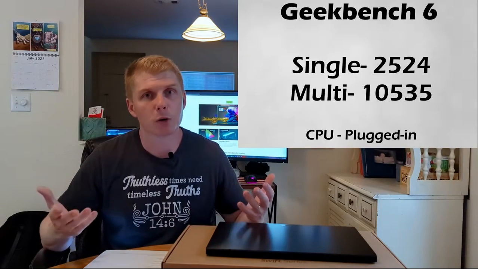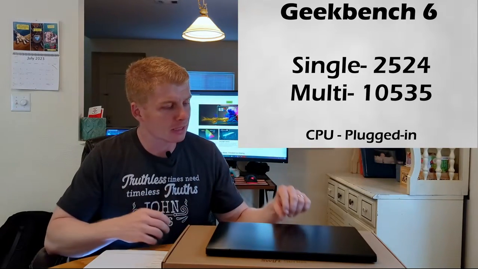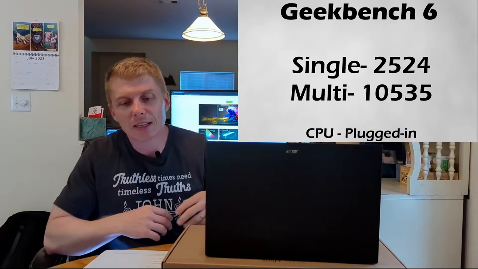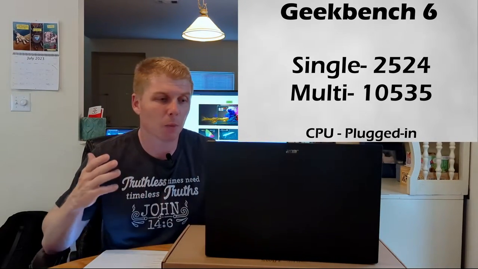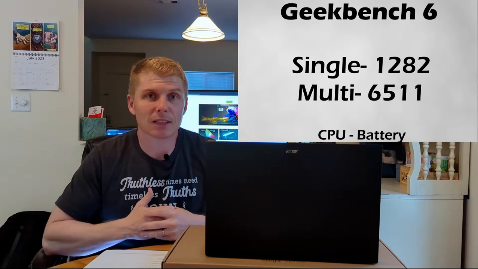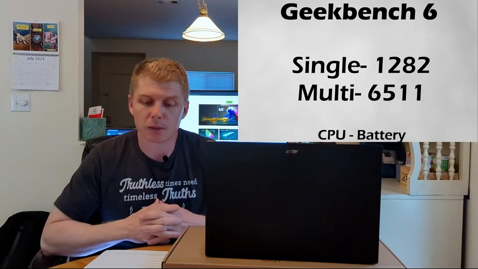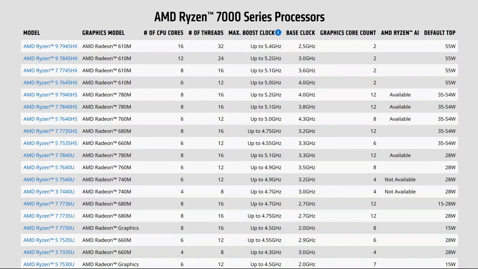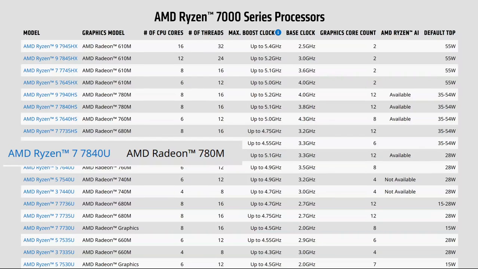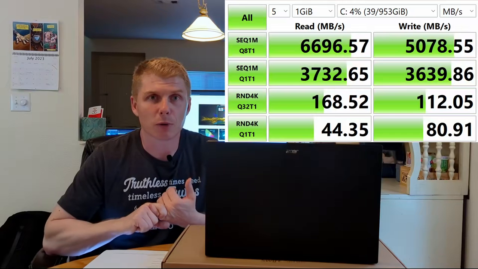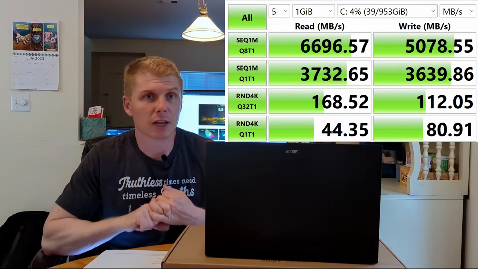So like we said, this is the Acer Swift Edge 16, the 2023 refresh. What this includes is a Ryzen 7 7840U. This is the U model processor, which includes the Radeon 780M GPU, which is pretty awesome as far as iGPUs go. This includes 16 gigabytes of RAM, as well as a 1 terabyte Gen 4 SSD.